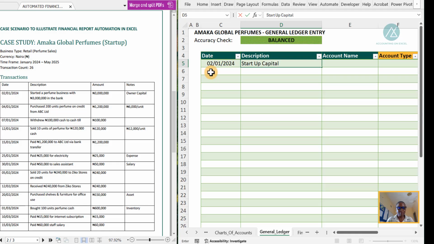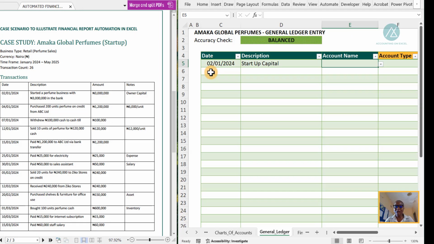Startup capital. So what account is going to be impacted? Now, this is where I want you all to pay attention, because the entry you make here is what will impact your final report. If your daily entry into your general ledger is wrong, your report will be wrong. The balance might be okay, the trial balance might be okay, but it's going to impact your report and will also impact the decisions you're making and presenting to the management, right?